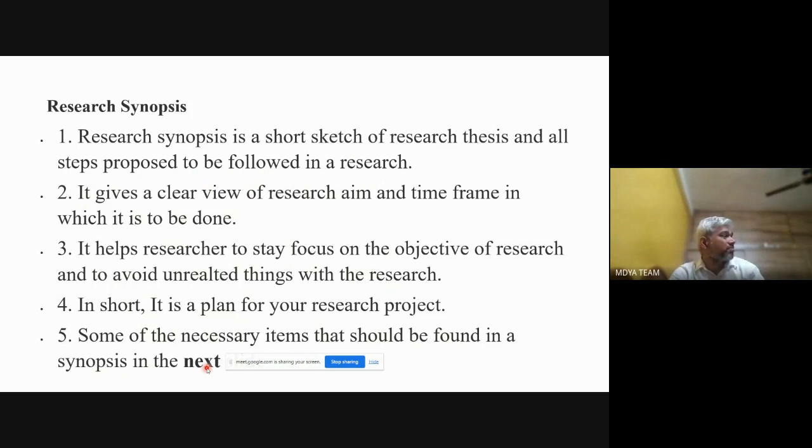A research synopsis is basically the document that you will submit when you go for admission in your PhD or your research. That is the first document which you will submit in front of the committee to finalize your research problem.